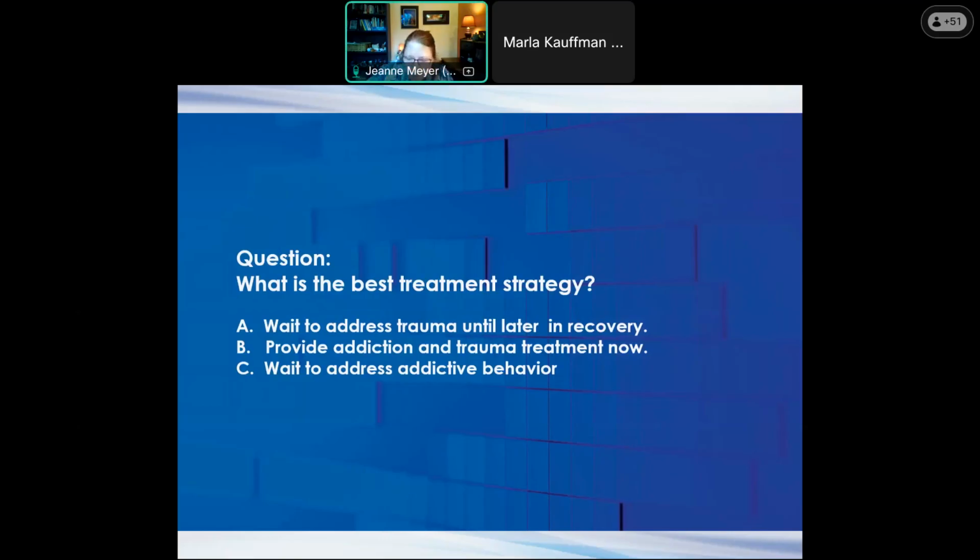So these are the 3 decisions that most clinicians come up with, like, should we address the trauma now, or addiction now, or both at the same time? So when you think about this particular client, what do you think the best treatment strategy would be?